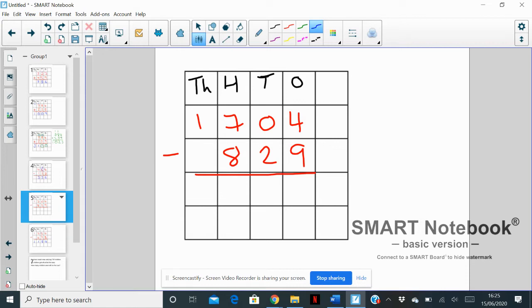Okay, so we start in the smallest column, just like before, in our ones column. I've got 4 subtract 9. Now, because 4 is smaller than 9, I know that I can't do that. Doesn't mean we switch it round, doesn't mean we ignore it. It just means we need to regroup.